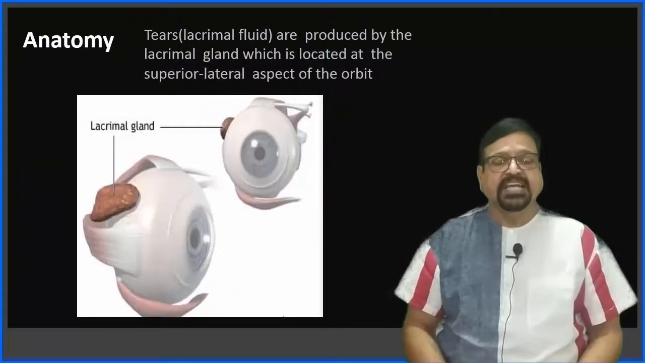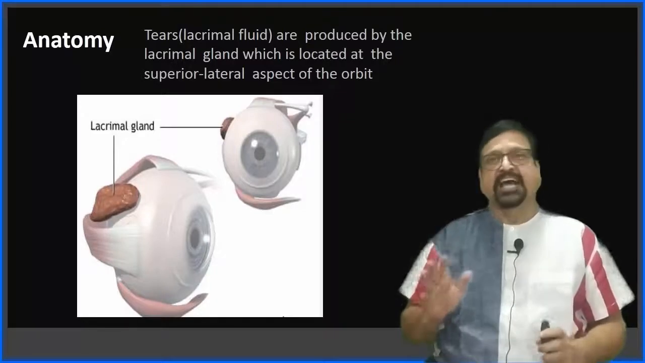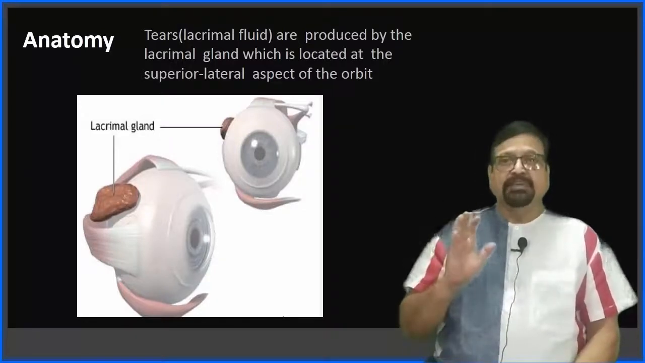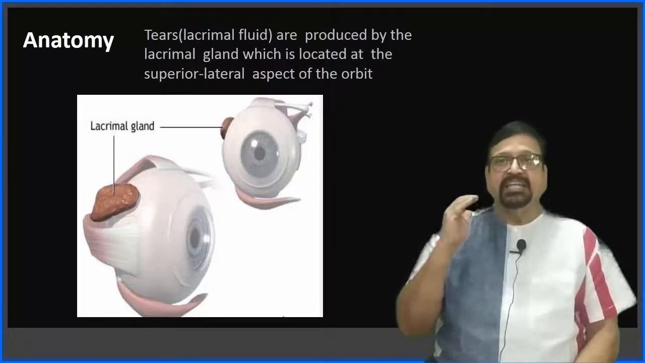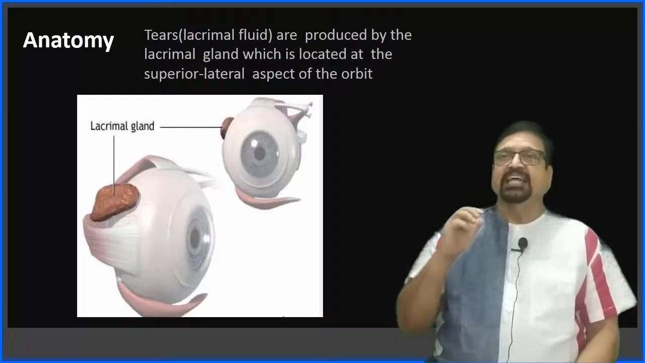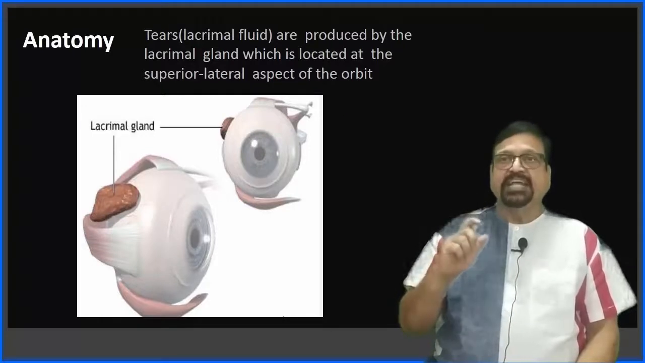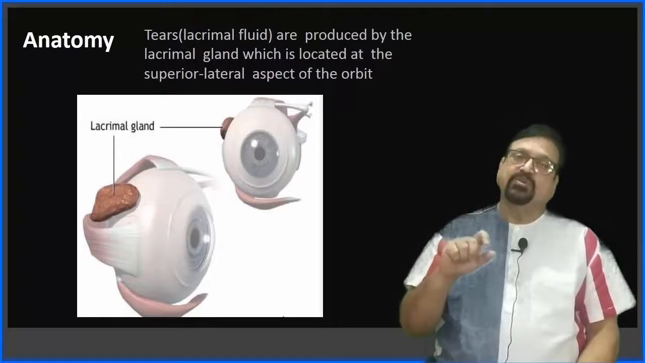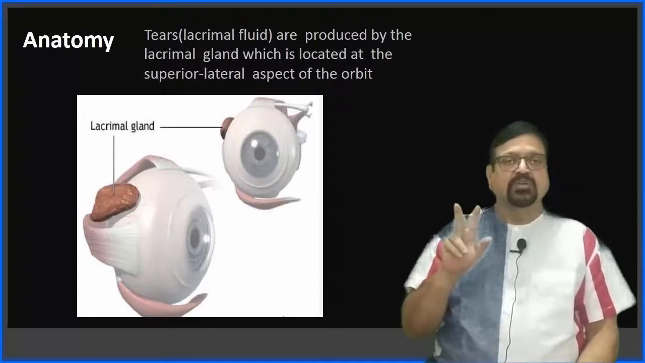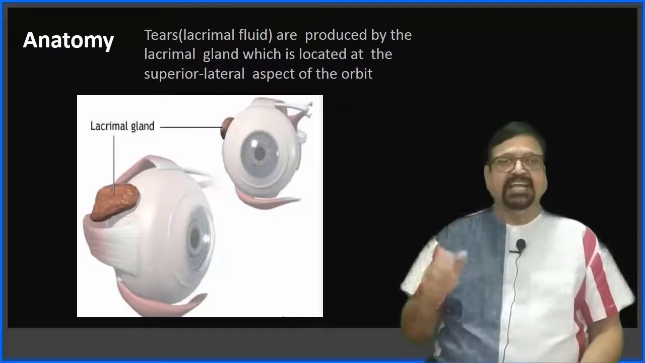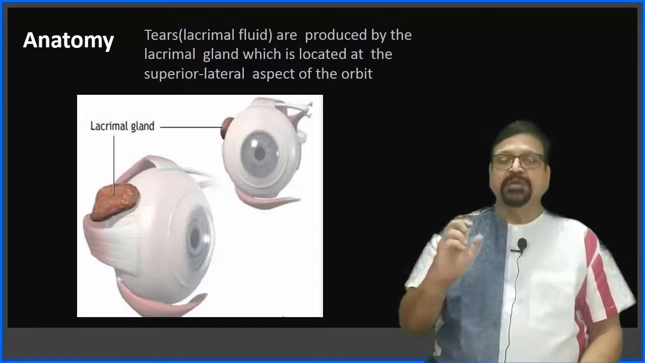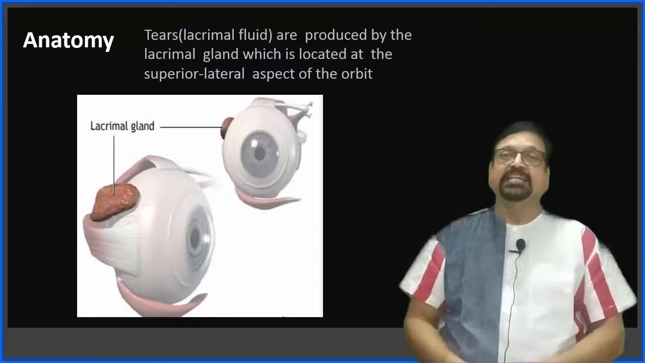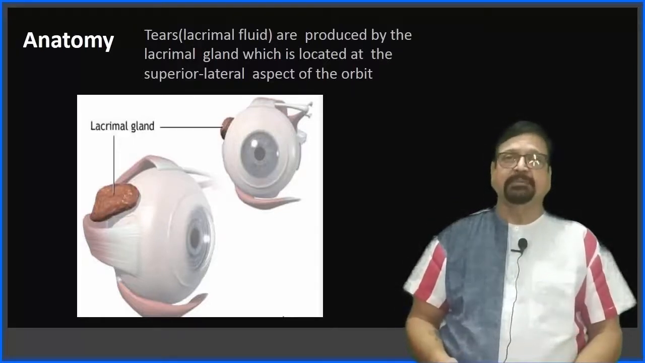Now let us first see how the anatomy is. Anatomy first is of the lacrimal gland, because the tears are produced in the lacrimal gland. The lacrimal gland is located at the superior lateral aspect of each orbit. So on both sides, right and left, it is situated at the superior lateral aspect. Now it is seen in a diagram here, you can very well appreciate it.